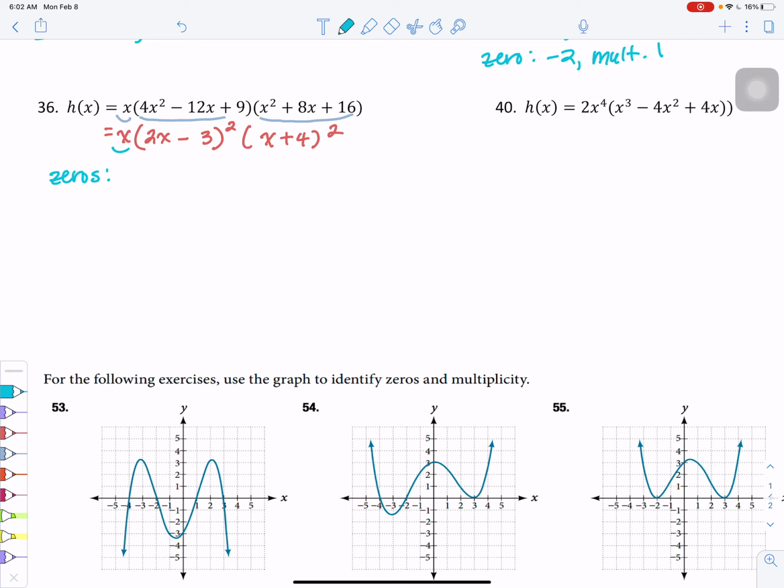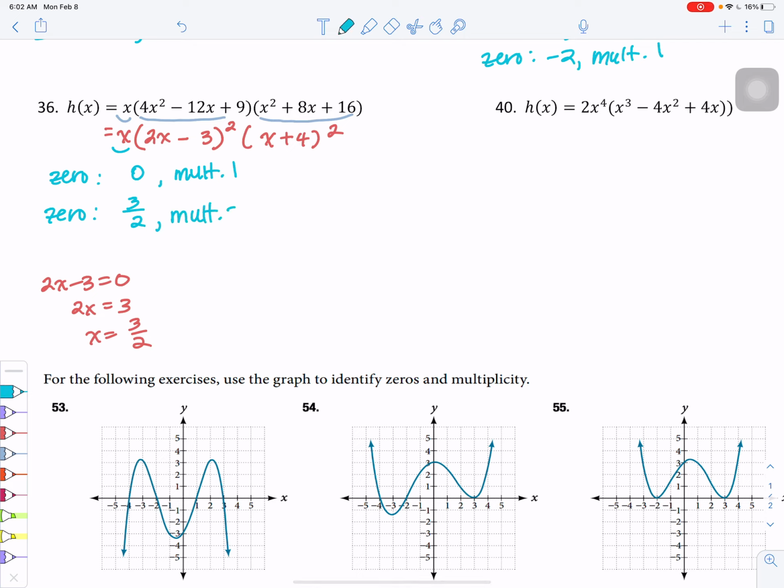We'll have x equal to 0, and this is just multiplicity 1. We have another 0. Whoops, I probably should have just put, yeah. And here we have a positive 3/2. Let's go ahead and do that down here. 2x minus 3 is equal to 0. 2x equals 3. X is equal to 3/2. That's where we got that one. And that has multiplicity 2.